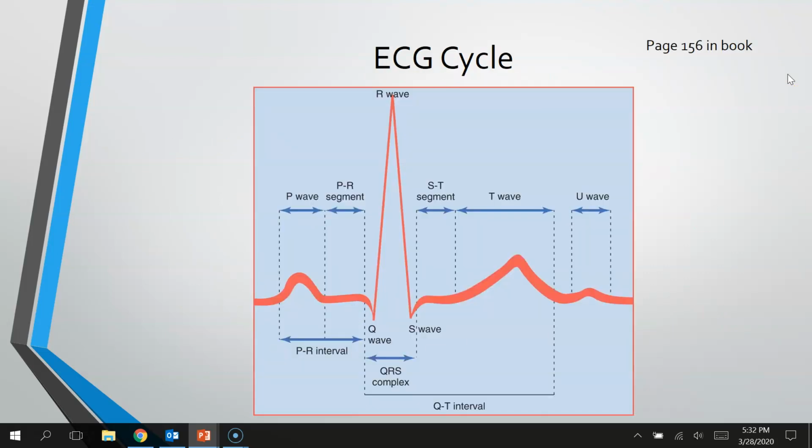So when we look at the EKG cycle, I'm not sure what it means, page 156. So just ignore that because I don't remember what that's for.